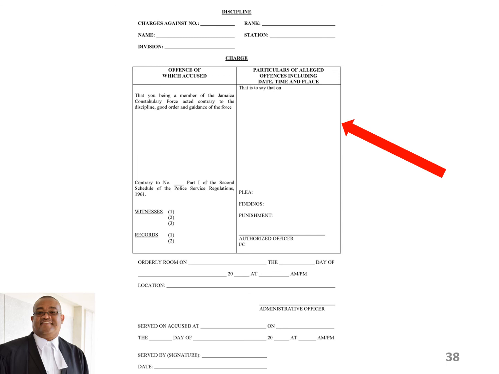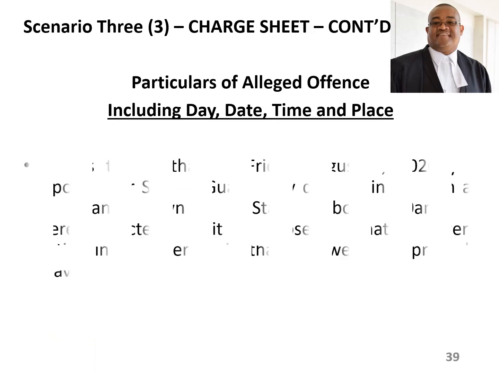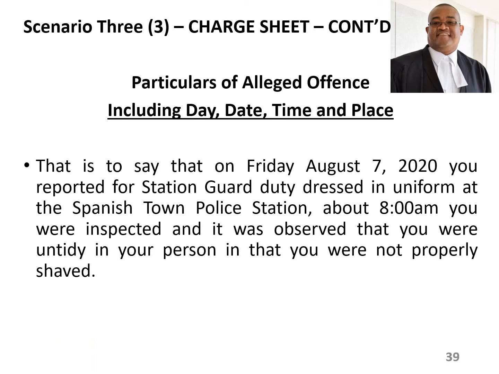We now look at the right side of the charge sheet, which is the particulars of the alleged offense, including date, time, and place. It normally begins with, that is to say, that something happens. In this particular entry, it states, that is to say that on Friday, August 7, 2020, you reported for station guard duty dressed in uniform at the Spanish Town Police Station. About 8 a.m., you were inspected, and it was observed that you were untidy in your person, in that you were not properly shaved.